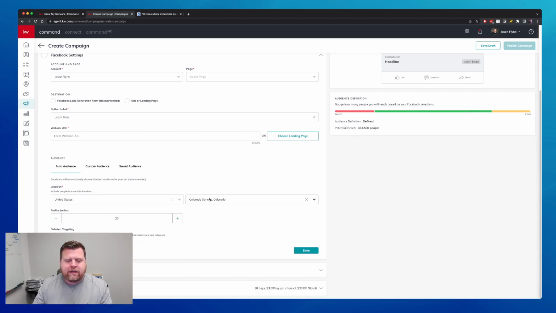Fantastic. Do pay attention. Sometimes you'll click on this and it might end up pulling up a neighborhood, and if this potential reach drops down to 2,000, 3,000, you ran into that problem. But I would just run the same exact ad right around Colorado Springs. I would do 15 to 20 miles, something like that. Again, right here, it reminds you Facebook will automatically choose the best audience for your ad. I would absolutely just do this. Don't get into custom audiences for this one. Don't get into saved audiences. Just pick the point that's most applicable as a feeder market into your area.